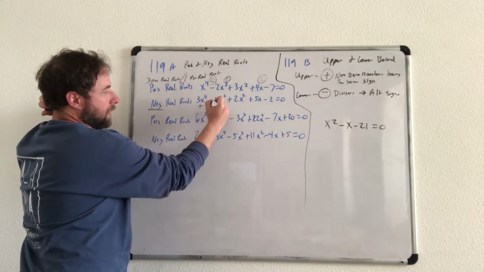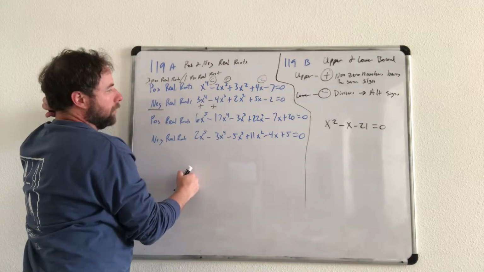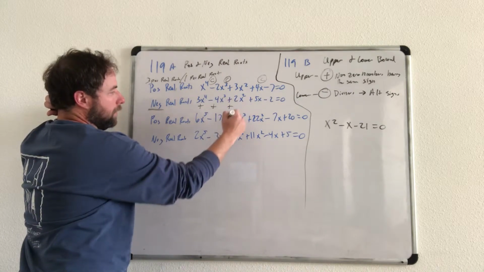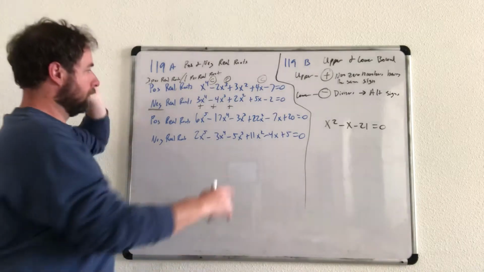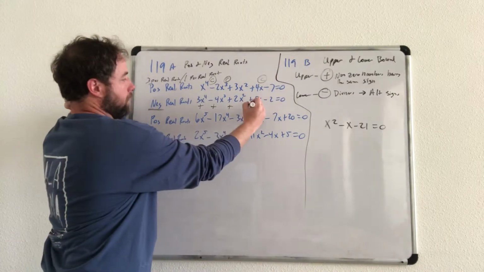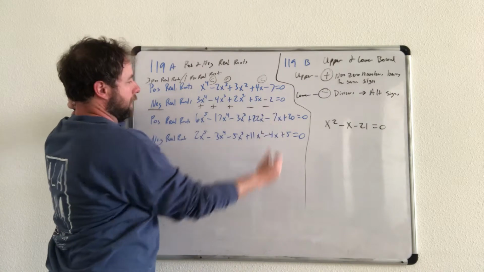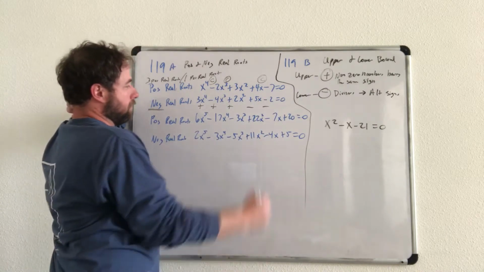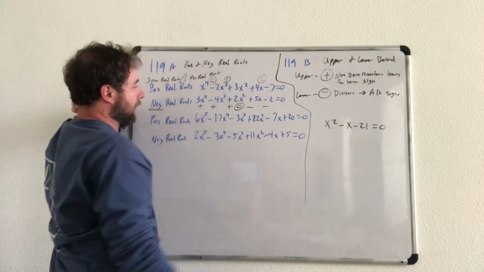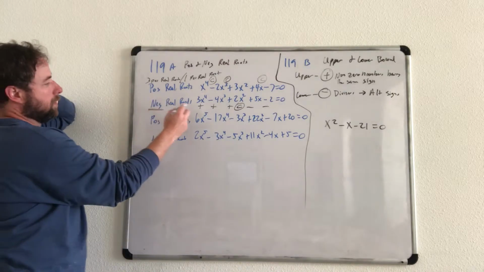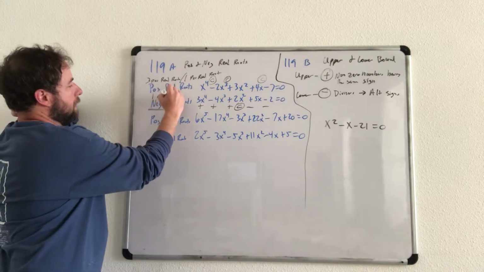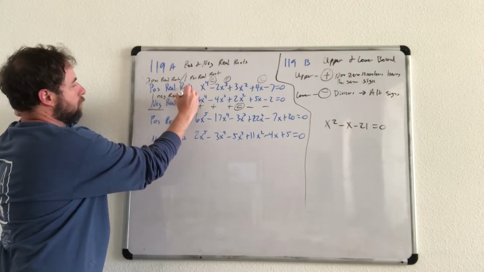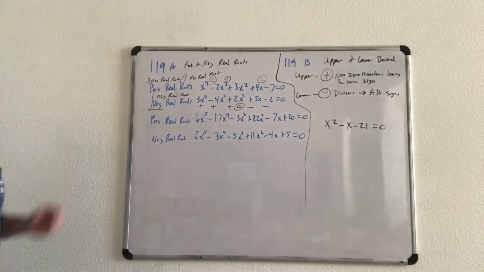So a negative times a negative is a positive, so there was no change there. This also will be a positive. And this one will end up being a negative. This will stay a negative because there's nothing to put in there. So we only have one change. So right here, we would say for this one, we only have one negative real root as a possibility.